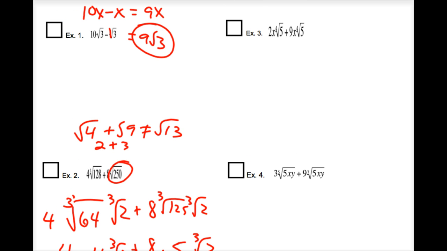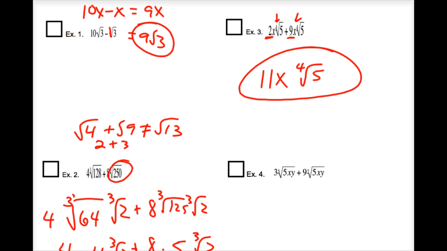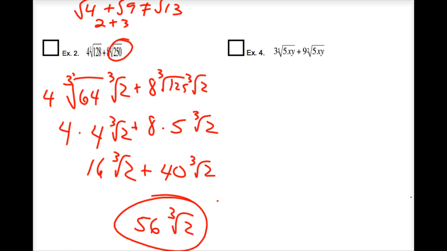Example 3, I'm looking at the root part. Both roots have an index of 4 and a 5 on the inside, so I can put them together. I just put these outsides together. What's 2x plus 9x? 11x. And then I leave the root part. Easy peasy. Can't believe I just said that. I guess I can. Example 4.